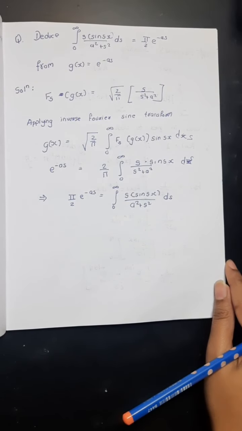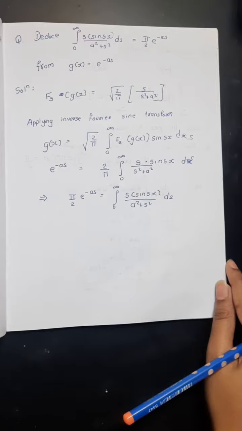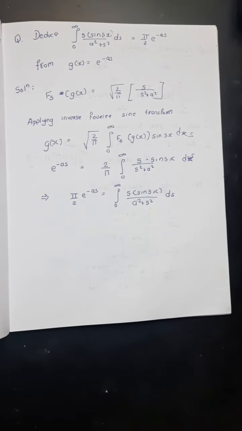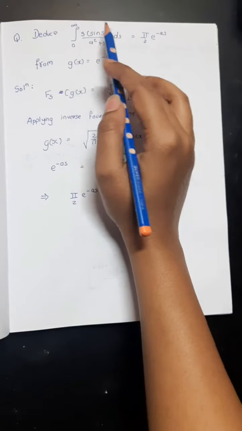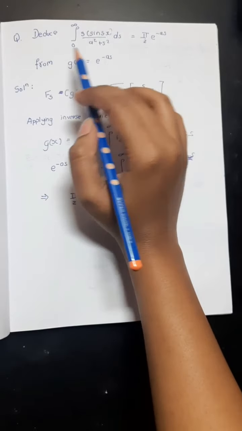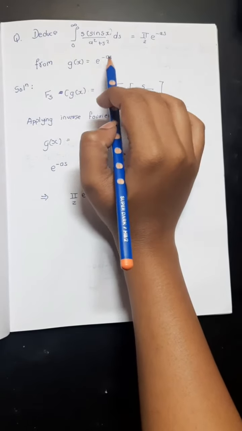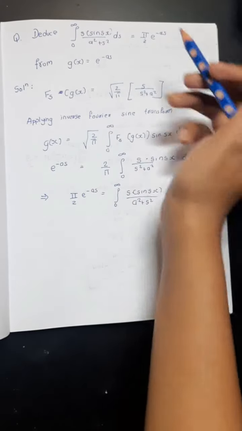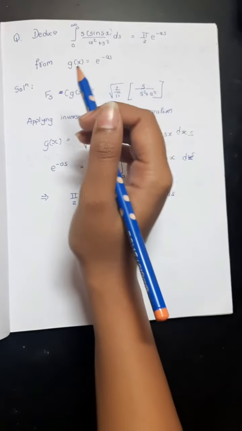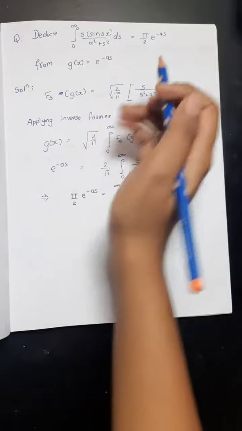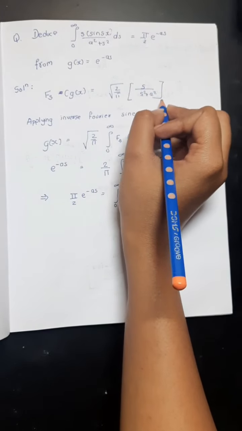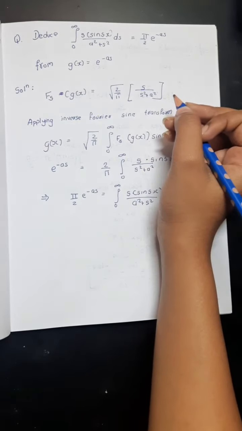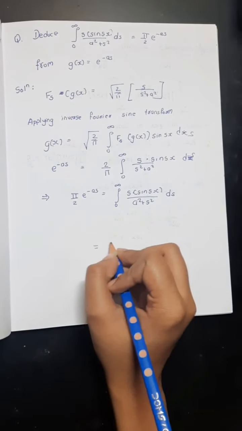Now we'll see an example of deducing and using Fourier transform properties. Okay, over here it is given that we need to deduce this equation from g of x, which is equal to e raised to minus as. First of all, finding the Fourier sine transform of g of x, which is equal to under root 2 by pi, s upon s square plus a square. This we just need to find by putting it in the formula.